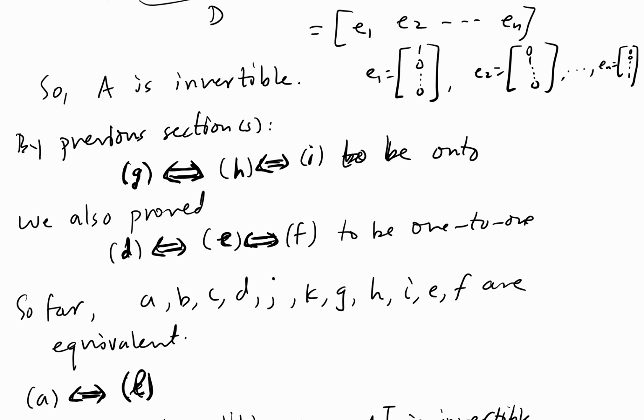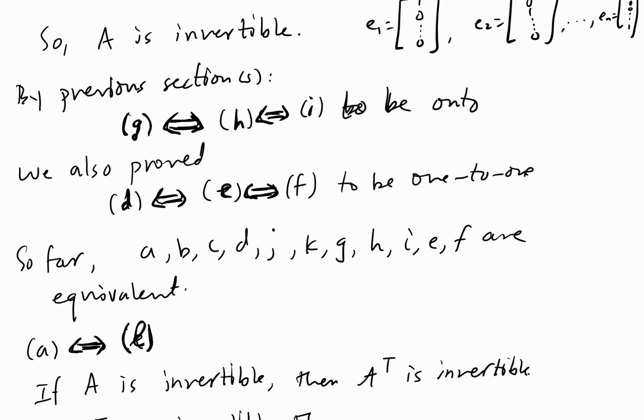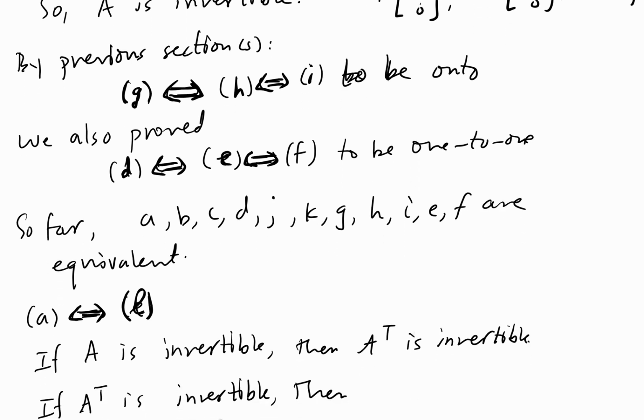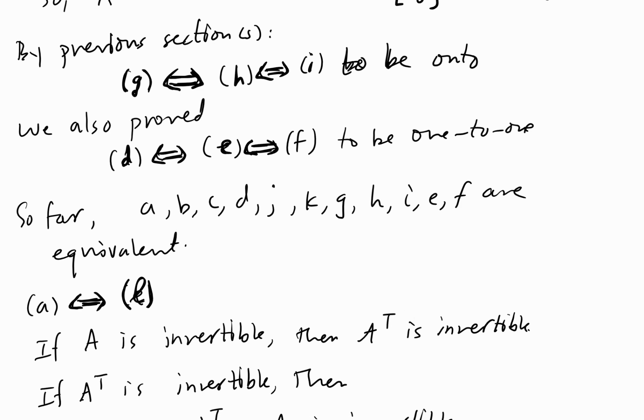If A is an invertible matrix, L means the matrix transpose, A transpose, is invertible. So let's see how to prove this. If A is invertible, then we need to prove A transpose is invertible. How do you do that? If A is invertible, automatically its transpose is invertible. So this is fine. But how do we go backwards?